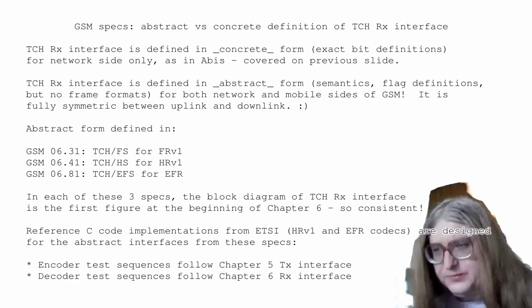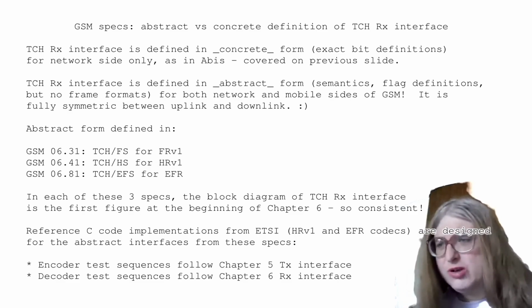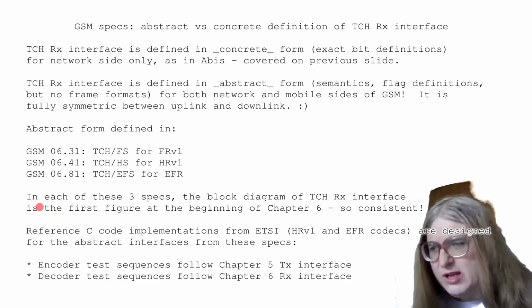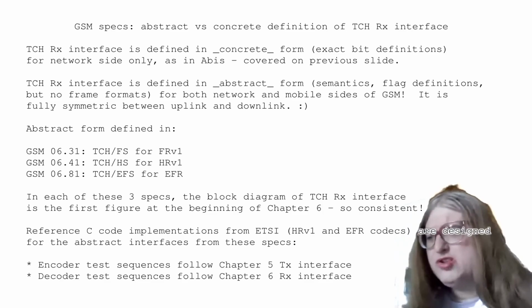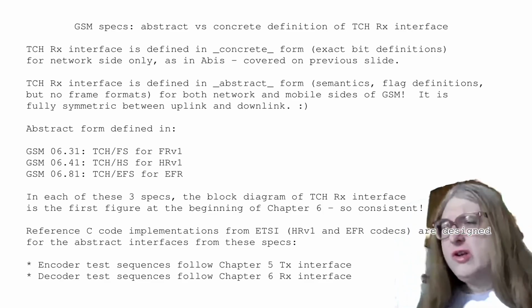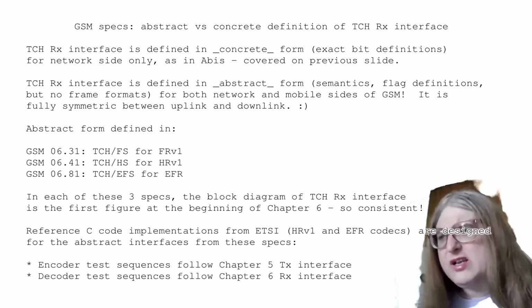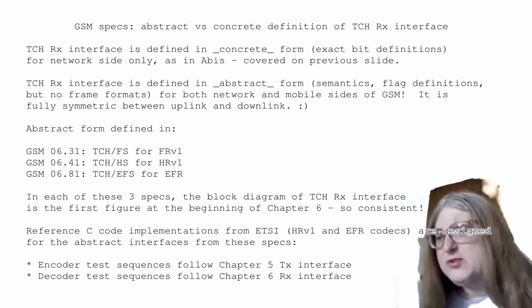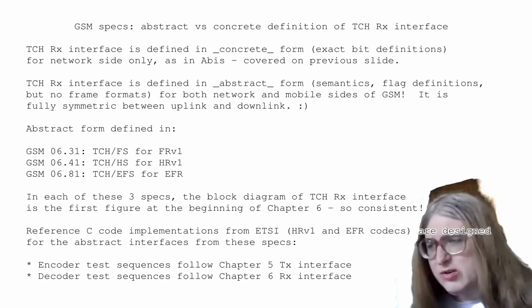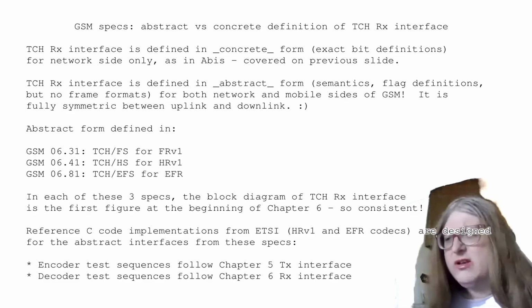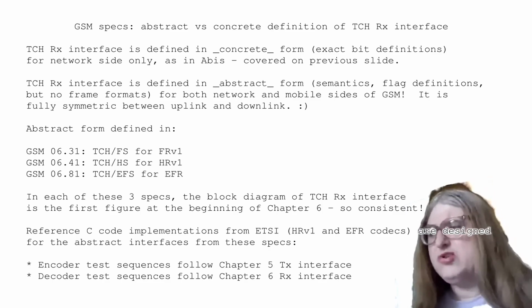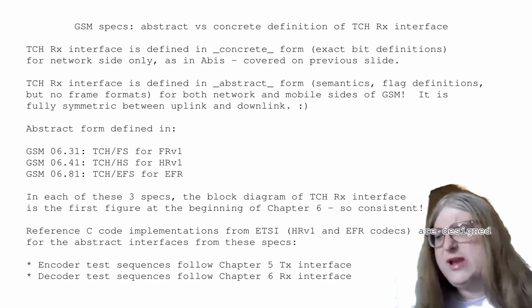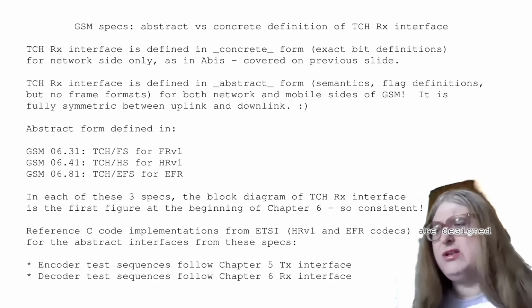So this is the network side. Now, it's also important to realize that what I cover here is that these specs provide the same interface also in an abstract form. So you can think of it as there is an abstract form and there's a concrete form of the interface. So these three specs, 06.31, 06.41, 06.81, define the interface in an abstract manner, more of a conceptual thing. It describes the semantics, and describes what the fundamental metadata flags are.